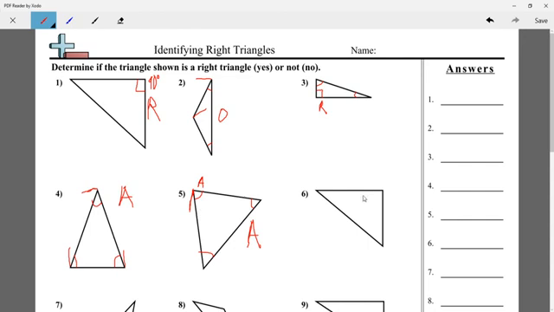And let's see this one. So we have an acute angle here, an acute angle here, and then this looks like the corner of a rectangle or square. So this is a right angle. Okay, so hopefully this helped clear up a couple things for you guys.